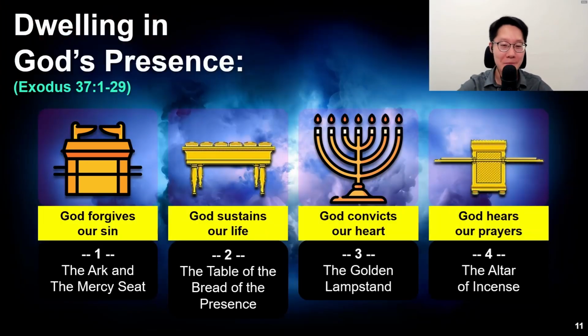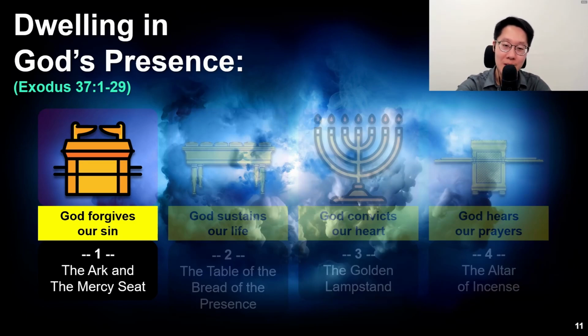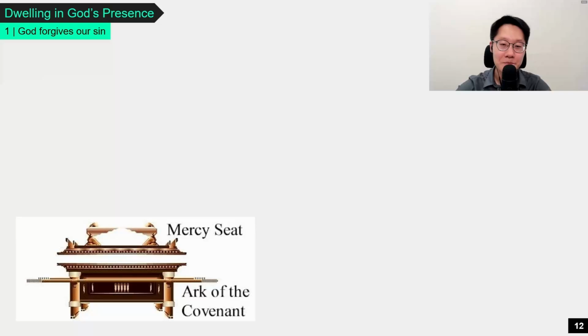Okay, so this morning, I just want to share with us a devotional thought on dwelling in God's presence. As we look at the four specific items in the holy place and the holy of holies in chapter 37, we are reminded that when we dwell in God's presence, He will forgive our sin, He will sustain our life, He will convict our hearts, and He will hear our prayers. So let's begin with our first point, God forgives our sin.